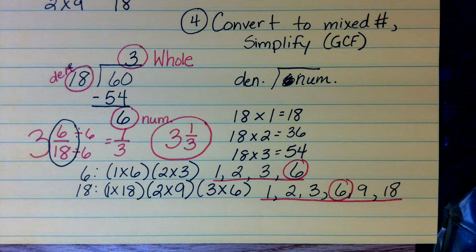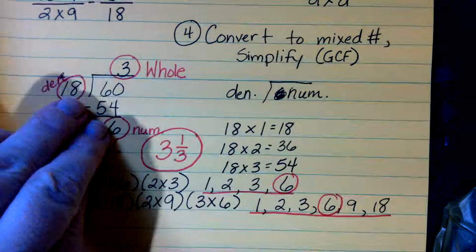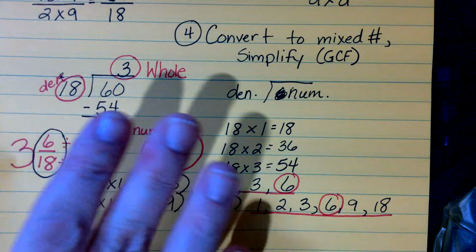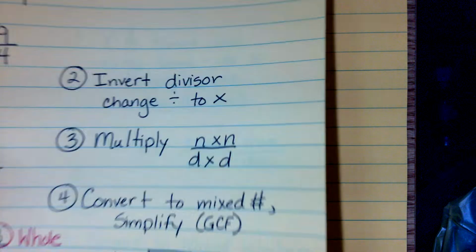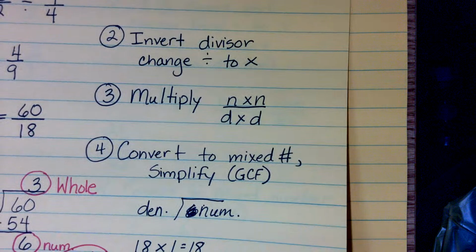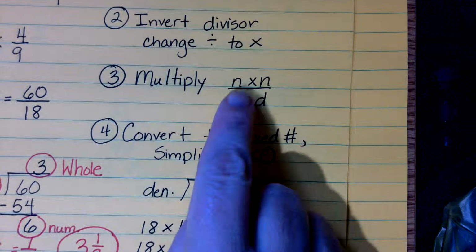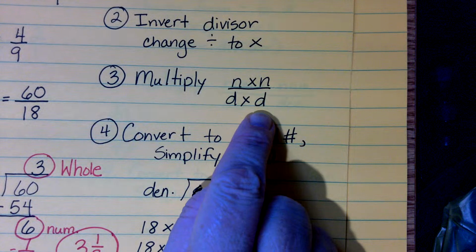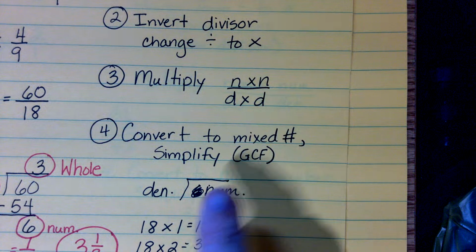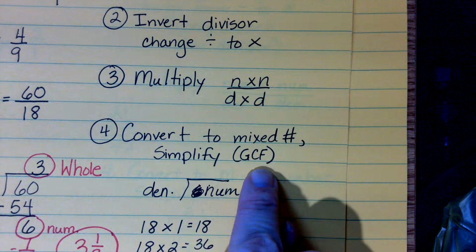So just a review, a number that is turned upside down is called a reciprocal. You can't have 0 as a reciprocal. Make sure that you know the steps. Convert to an improper fraction. Invert your divisor and change division to multiplication. Multiply your numerator times your numerator and your denominator times your denominator. Convert it to a mixed number and simplify.